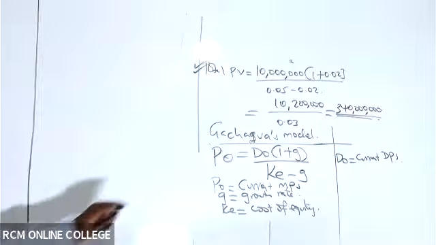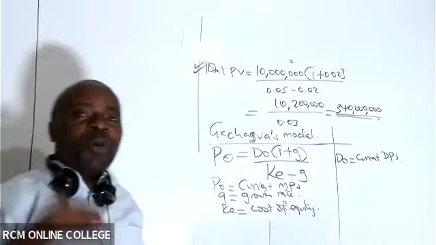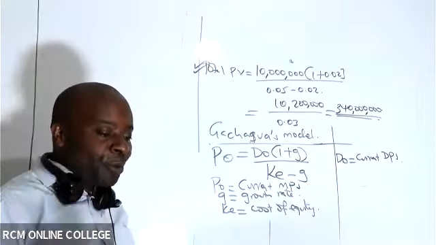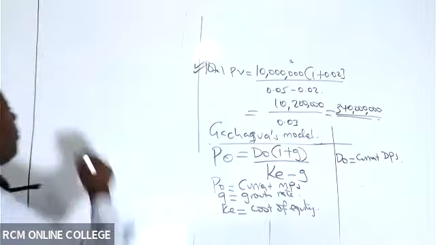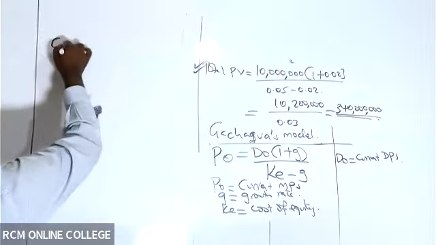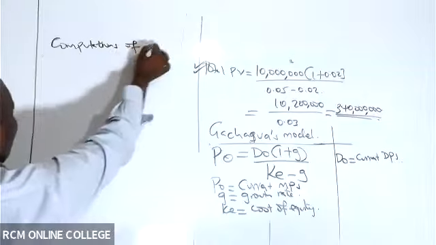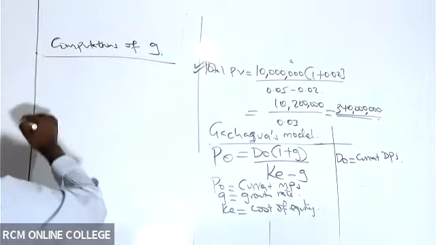You see, at this level, there is nobody who will be able to give you the growth rate. You must know how to compute growth rate. How do you compute G? So, computations of G here. Two methods.